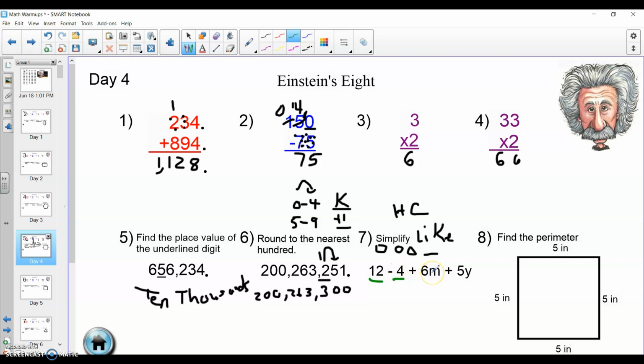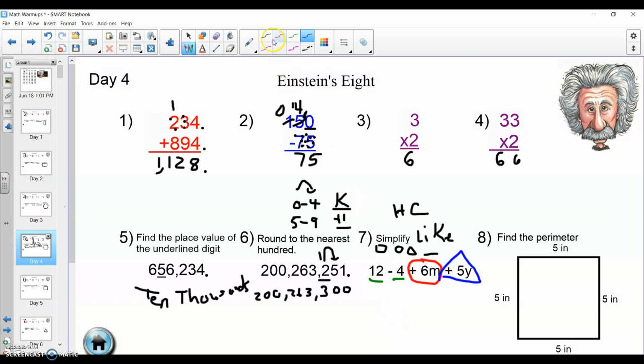Then, can I combine my 6m with the 4 or 12? No. So what I can do now is make this a different shape, and I'm going to take the sign that's in front of it, that's supposed to be a circle, and so I put plus 6m in a circle. Now, can I combine 5y with the 6m? Can I combine the 5y with the 4 or the 12? No. So this is totally different. And so I might use a triangle on this one, and again, take the symbol with you.